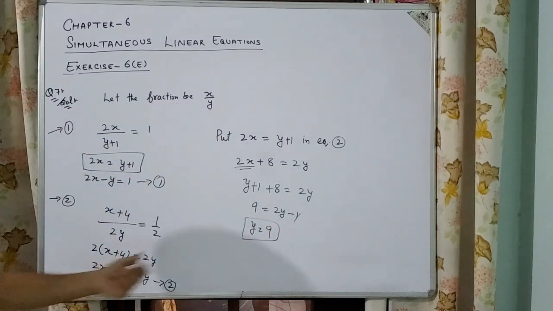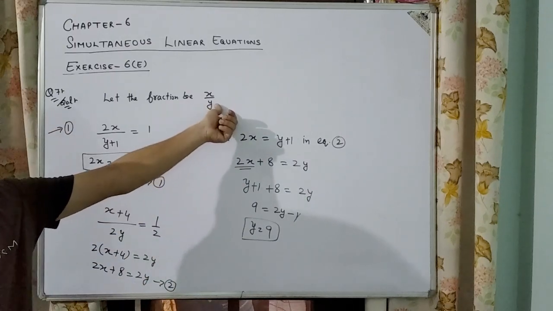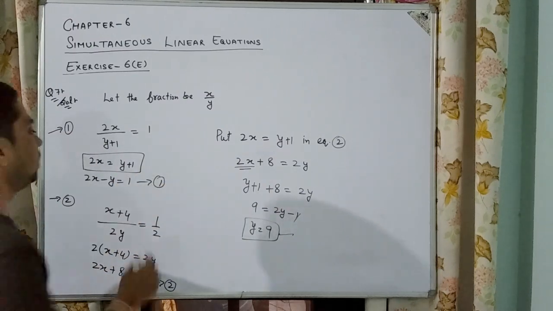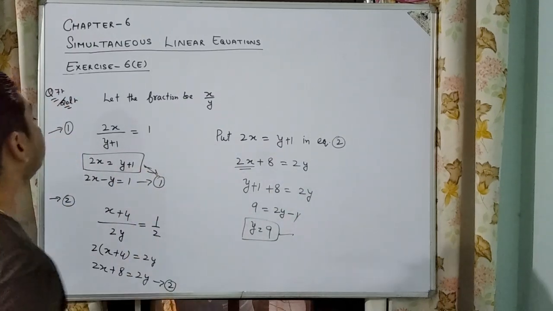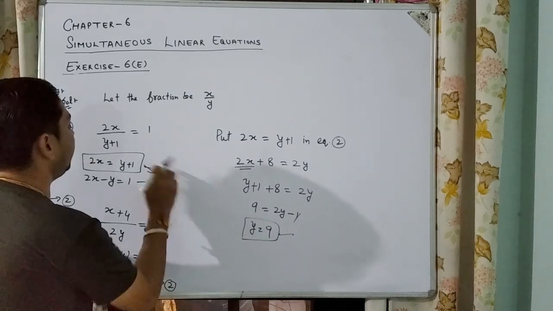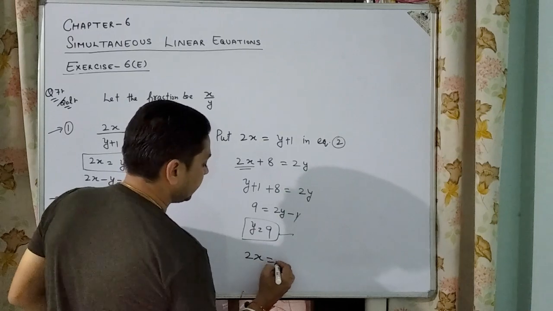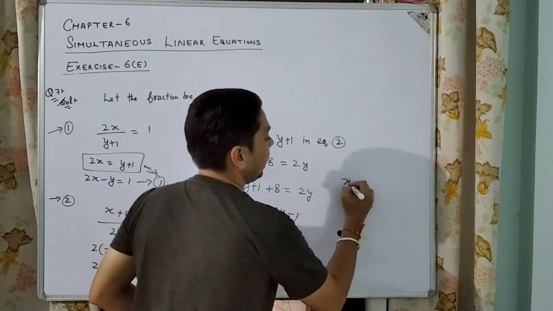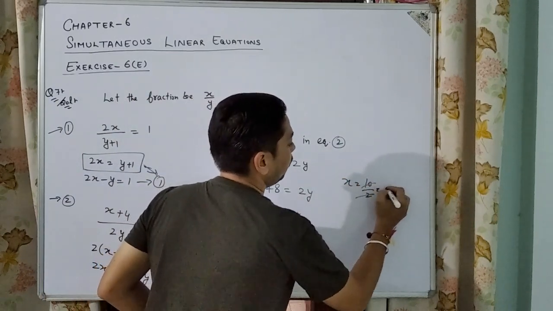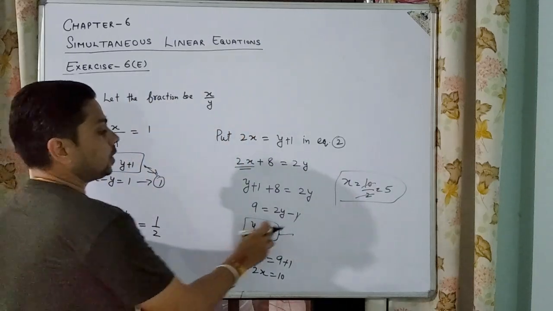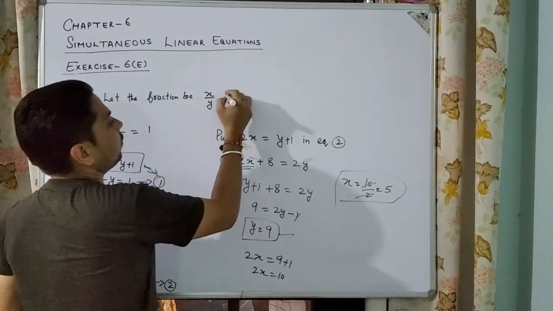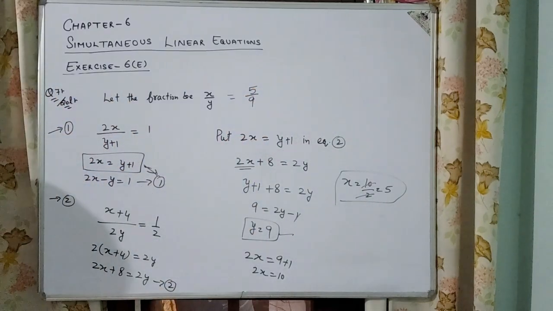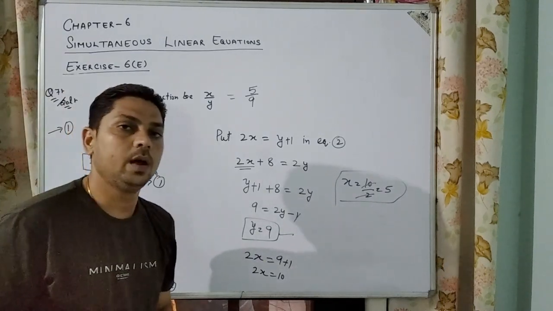So what is the value of y here? y is equal to 9. y is the denominator of this fraction. Now put the value of y is equal to 9 in equation 1. We have 2x is equal to 9 plus 1. So 2x is equal to 10. So ultimately we have x is equal to 10 by 2, that is equal to 5. So two values are there, x is equal to 5, y is equal to 9. So the required fraction that we have is equal to 5 upon 9.